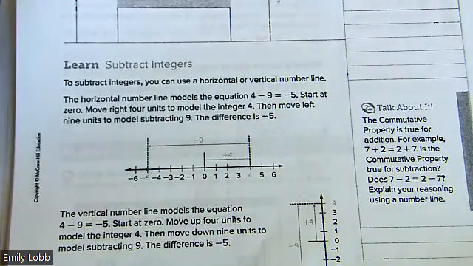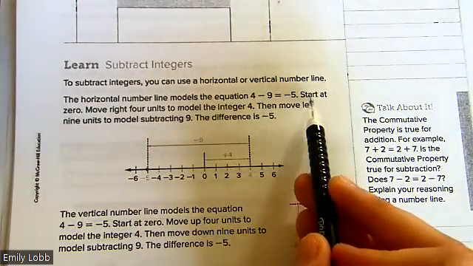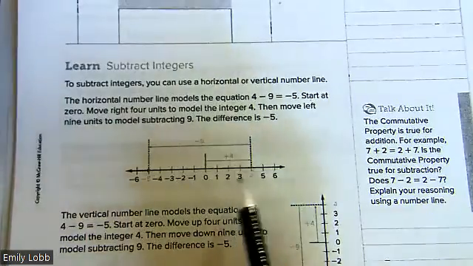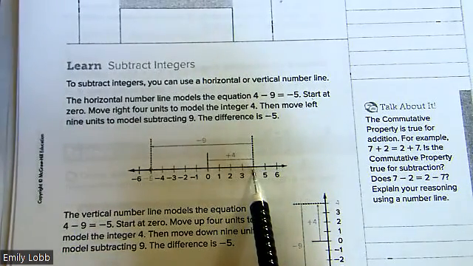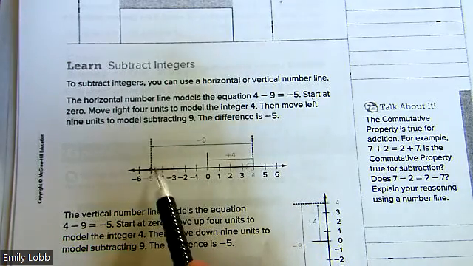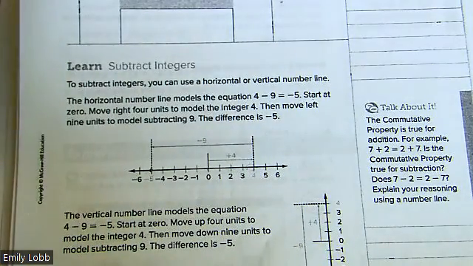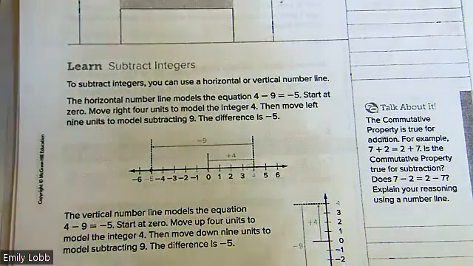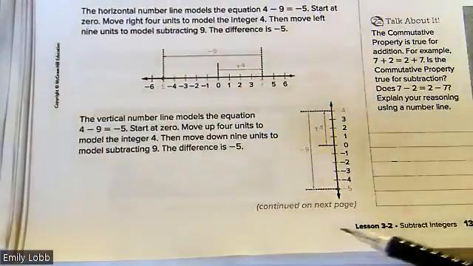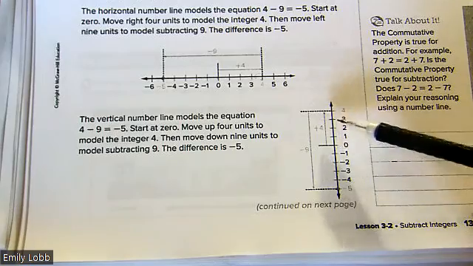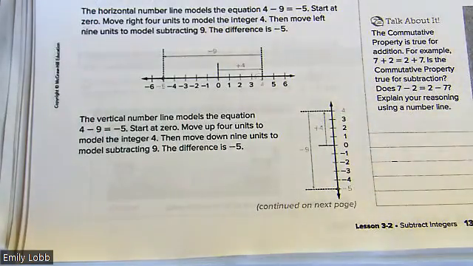Here's the number line. The horizontal number line models the equation 4 minus 9 equals -5. So if we start at 0 and move to the right 4 units to get to 4, then we move left 9 units. We end up at -5. So the difference is -5. The vertical number line models the equation 4 minus 9 equals -5. If we start at 0, move up 4 units and then down 9, we'd also get to -5.